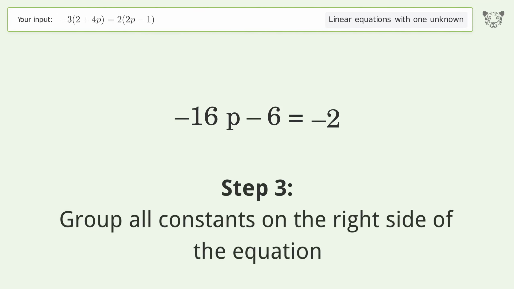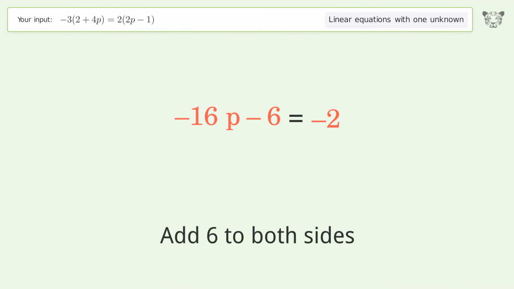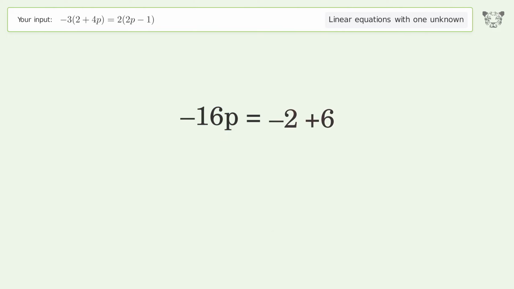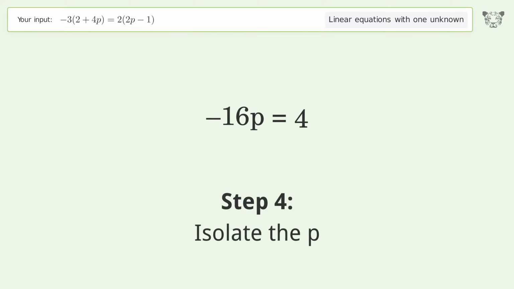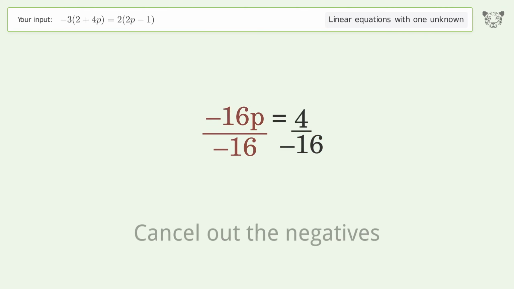Group all constants on the right side of the equation. Add 6 to both sides. Simplify the arithmetic. Isolate the p. Divide both sides by -16. Cancel out the negatives.